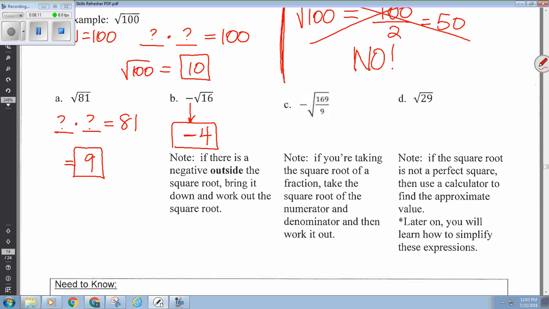Problem C. If you're taking the square root of a fraction, take the square root of the numerator and denominator, and then work it out. So again, there's that negative sign sitting out in front. Bring it down. Then take the square root of 169, divide it by the square root of 9. The square root of 169 is 13. The square root of 9 is 3. So your answer is negative 13 over 3.